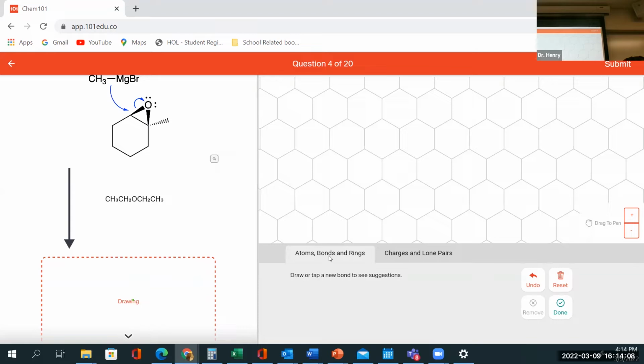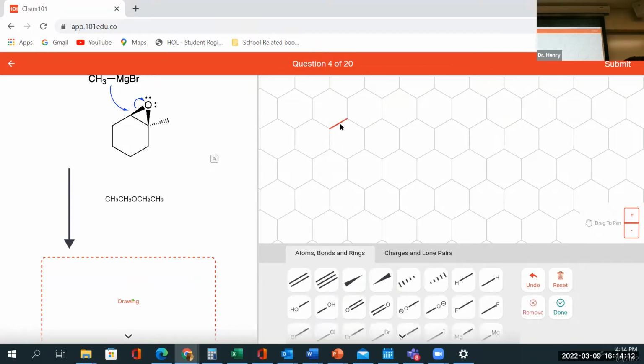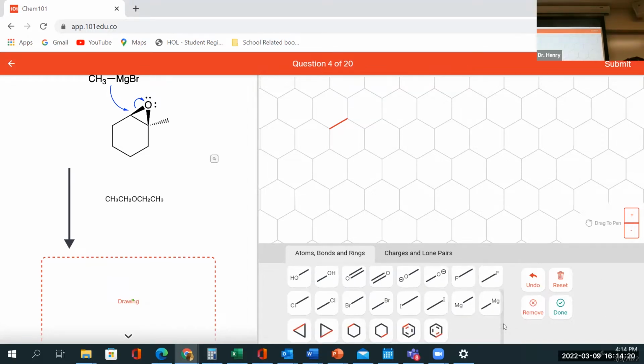Is there a quick way to draw ring structures? It'll allow me to scroll down. Okay, there we go.